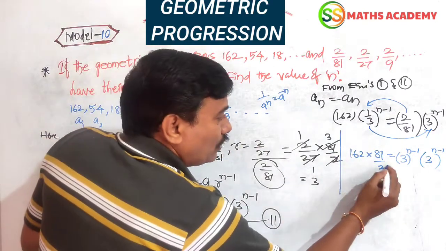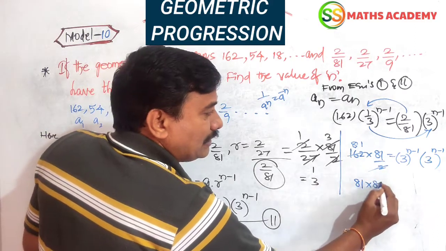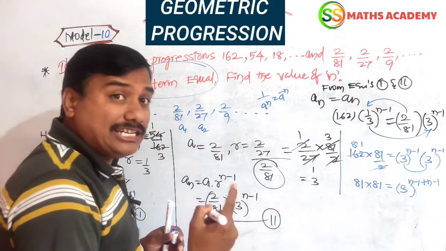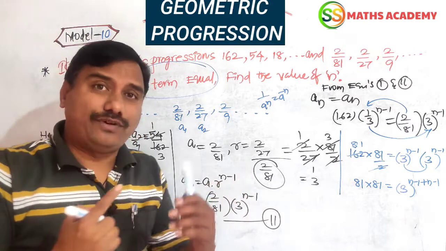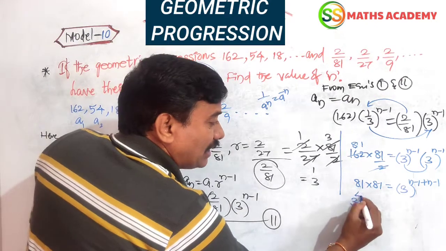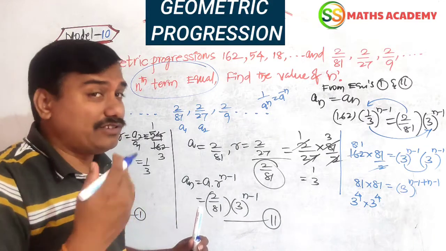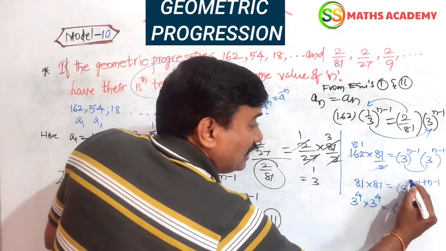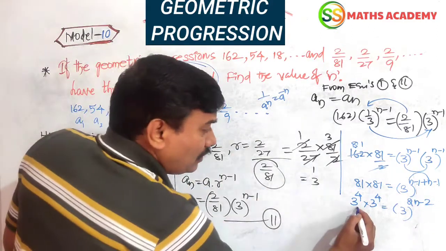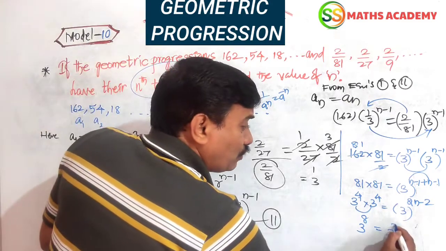Right? Now 2 once is 2, 2 forty-ones are 82. 81 into 81: the bases are equal, so powers should be added. N minus 1 plus n minus 1. In exponents, the first formula: a to the power of m into a to the power of n is equal to a to the power of m plus n. Now 81 can be written with base 3 as 3 power 4. Similarly the other 81 also can be written as 3 power 4. Here the base is 3, n plus n is 2n, minus 1 minus 1 is minus 2. The bases are the same, powers should be added, that is 3 to the power of 8. That is equal to 3 to the power of 2n minus 2.